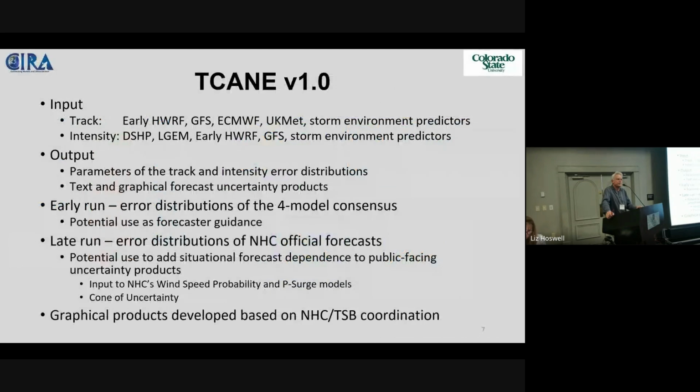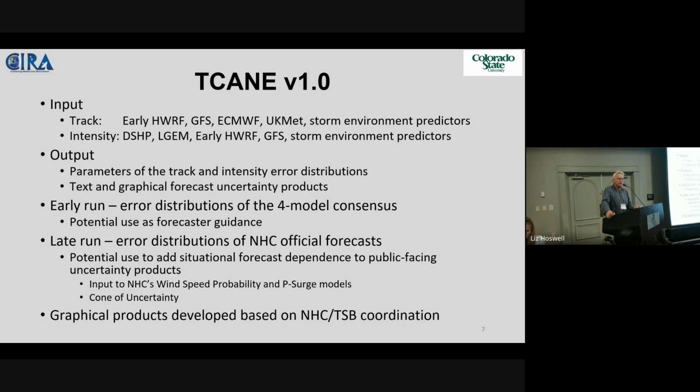Next slide. So the first version of TCANE has 4 track model inputs and 4 intensity model inputs. I list them there: HWRF, GFS, European Center, and UK Met for track, and 2 statistical models, HWRF and GFS, for intensity. We haven't adapted this to HAFS yet because for our first step we wanted a long training sample, and HWRF has been around for a long time and, as people have shown, it's very good. We'll have to transition this eventually, but the experiments we did this year included those.